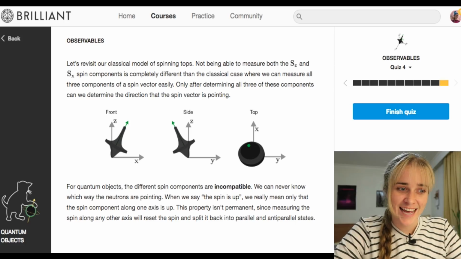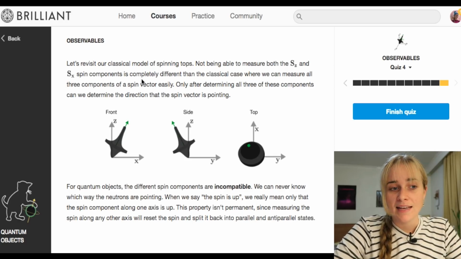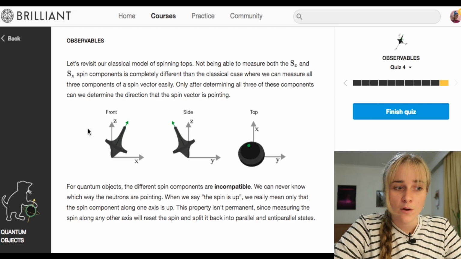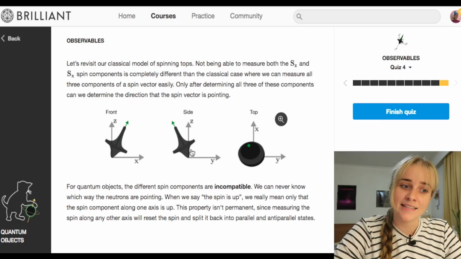So revisiting our classical model of that spinning top toy, we see that not being able to measure both the spin Z and spin X components is completely different from the classical case where we could measure all the components of the spin vector easily at the same time. We could just take these three different pictures from three different angles.